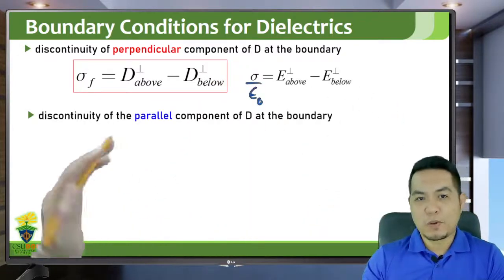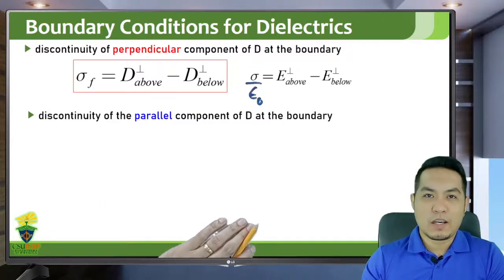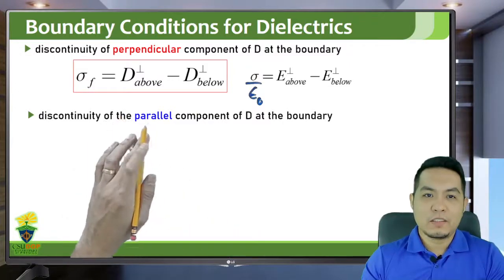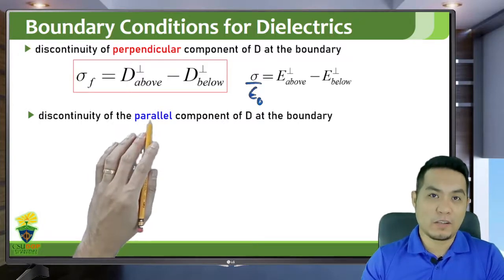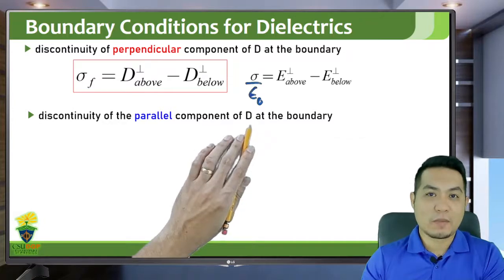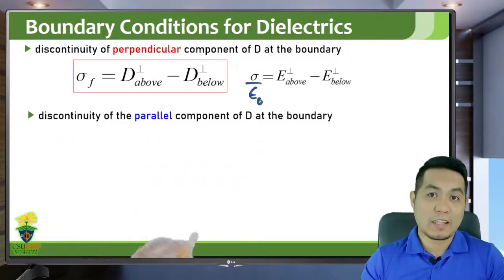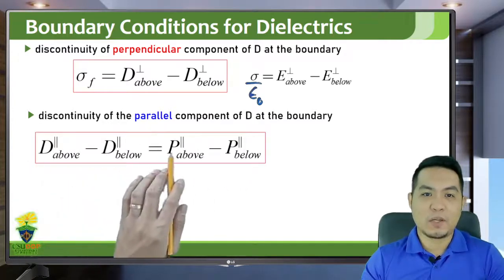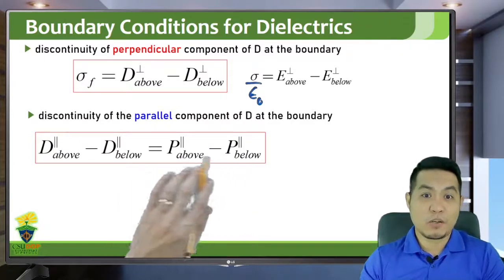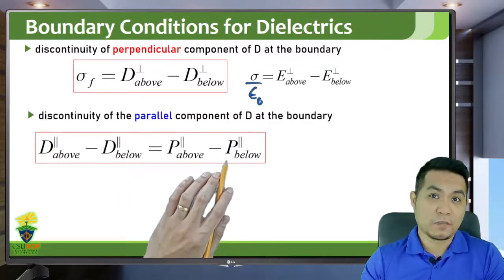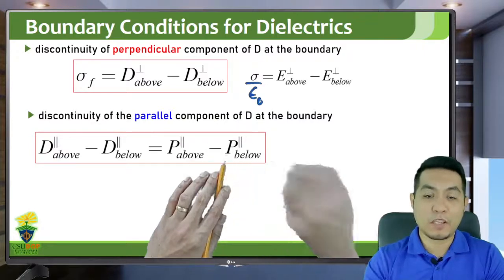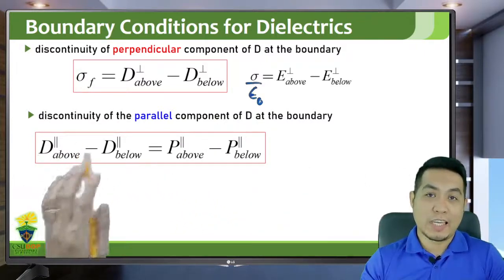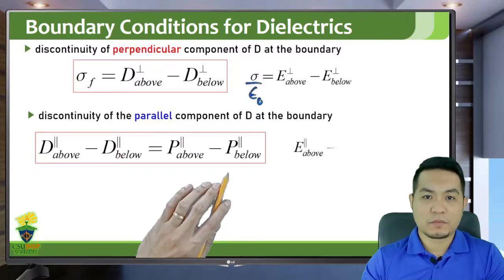Now, as opposed to the electric field, the electric displacement also is discontinuous. The parallel component, rather, of the electric displacement D is also discontinuous at the boundary. And the discontinuity is due to the discontinuity of the polarization. So if in the boundary there's a discontinuity in polarization, then there will also be a discontinuity in the electric displacement.